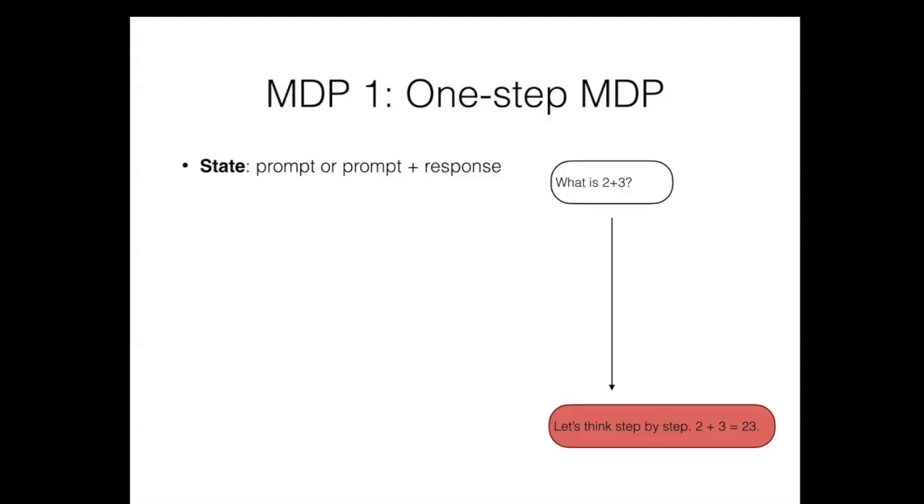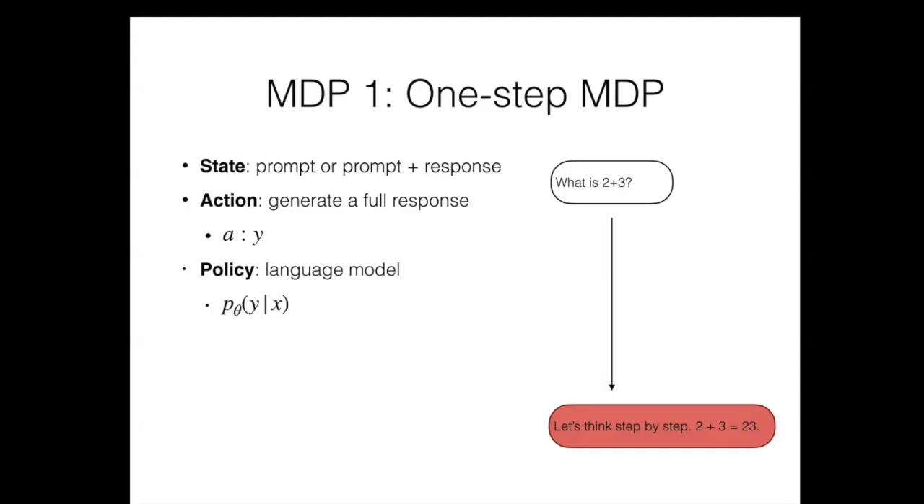We have a single step. So we have the state, which is the prompt, and then you have a final state, which is the prompt plus a response. So your action here is going to be just generating a full response. We're not going to break things down into individual tokens. And what we were calling the policy in the previous lecture is going to be the language model. Okay, so you use the language model to take in this initial state, which is the prompt, to take an action, which is generate the full response.